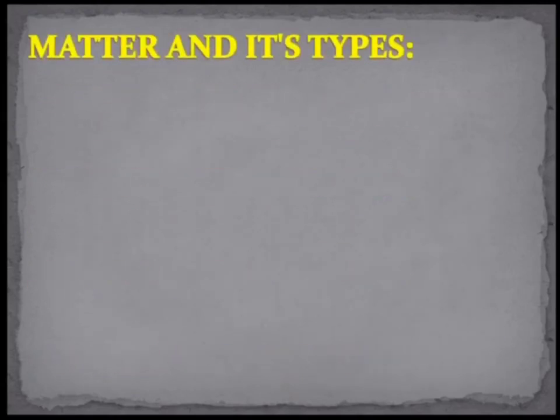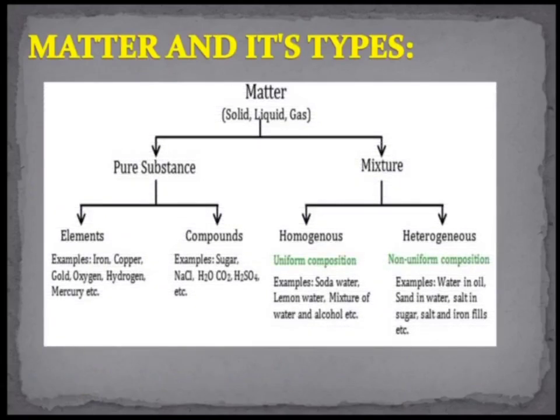Matter and its types. Matter is subdivided into two types: pure substance and mixture. Pure substance is again subdivided into two types: elements and compounds, and the mixture is subdivided into two types: homogeneous and heterogeneous. In this video, we are going to learn each and every topic in detail. Let's get into the video.